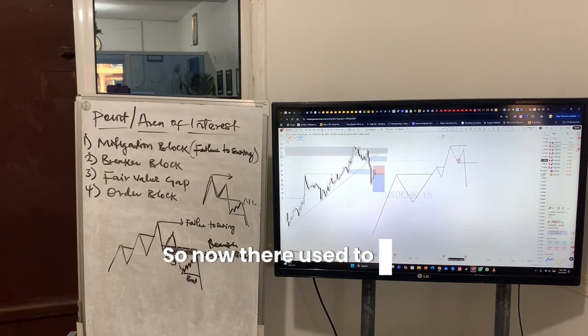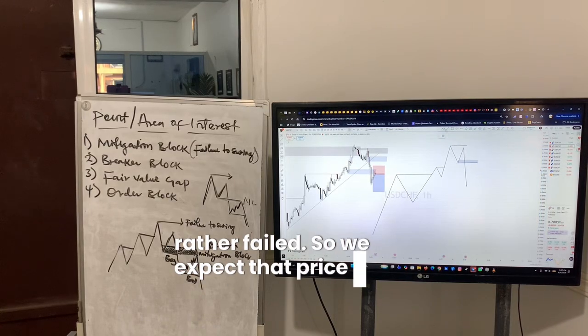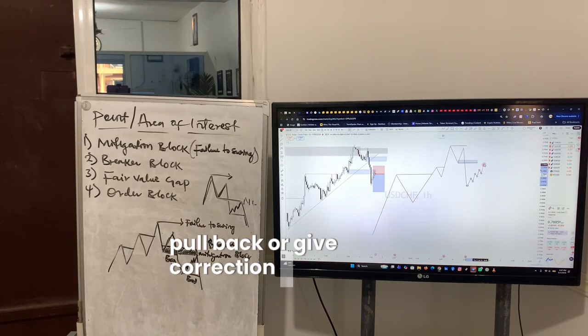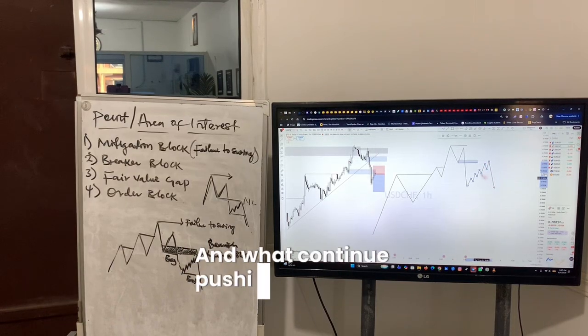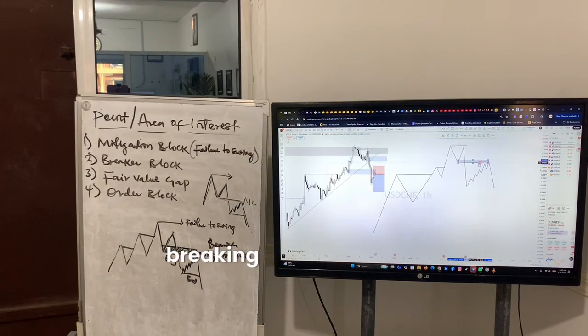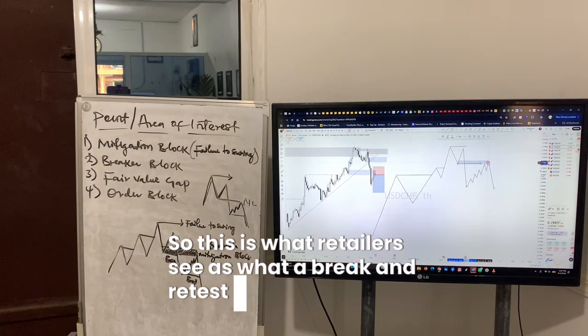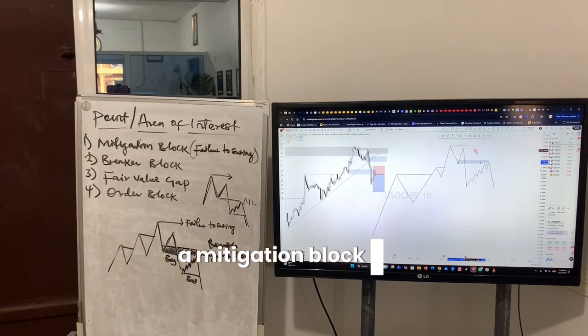And they're expecting for price to retest this level or this area. So now, there used to be a point of interest here that was supposed to cause price to break this high. But because it didn't do that, and rather failed, we expect that price sometime in the future will pull back or give a correction into this area of interest and what? Continue pushing down, breaking more structure to the what? Downside. So this is what retailers see as what? A break and retest. Support turn to what? Resistance.